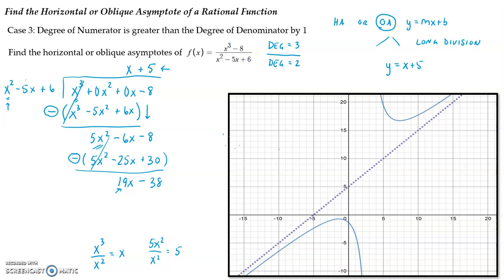You'll notice that I went ahead and graphed our function for us, and this oblique asymptote is graphed here in purple as that dotted line. The function f of x is graphed in blue, so you'll see that this one actually appears in two pieces on our graph.